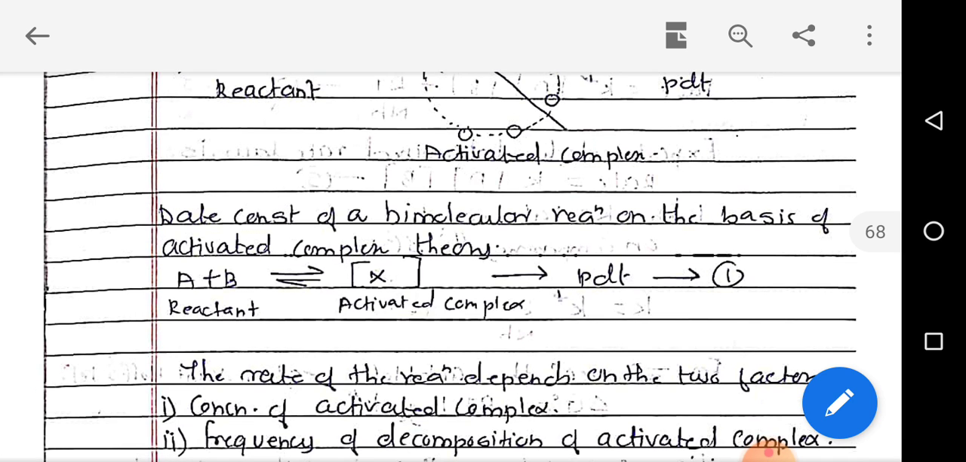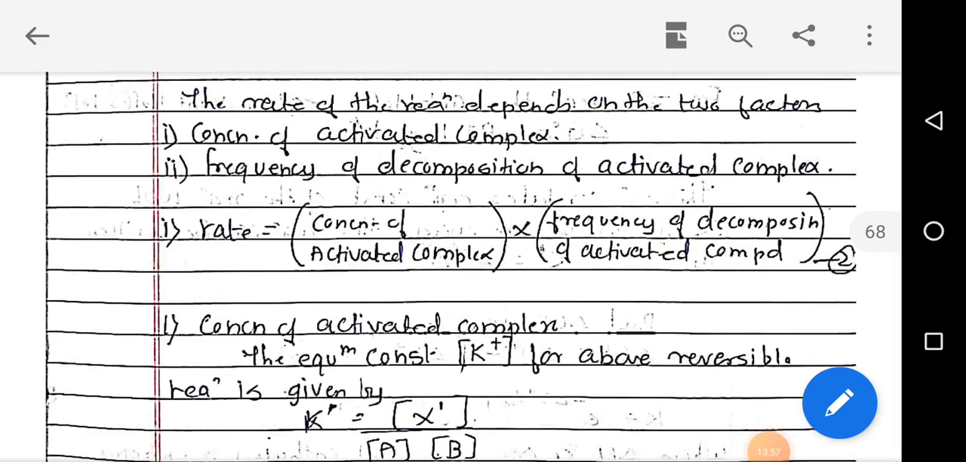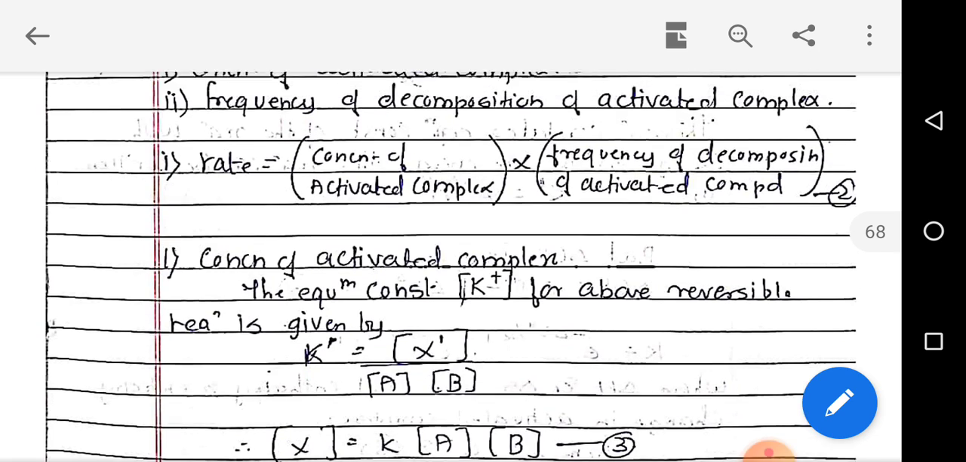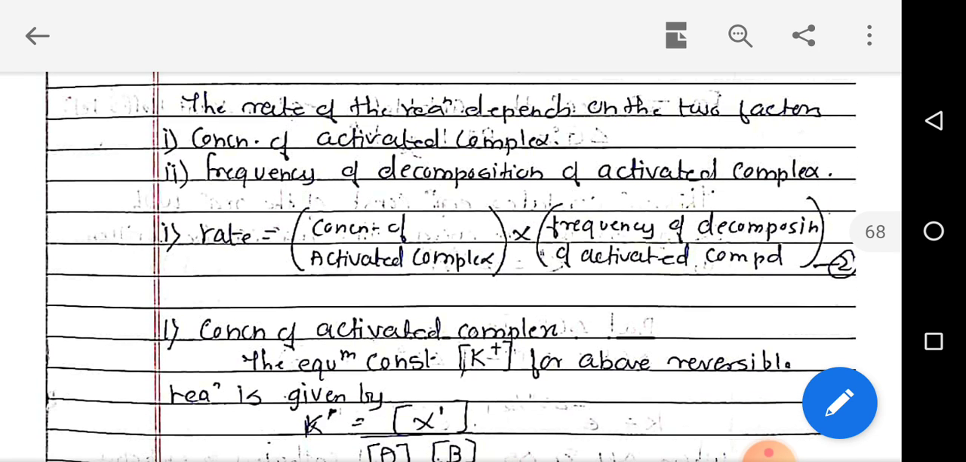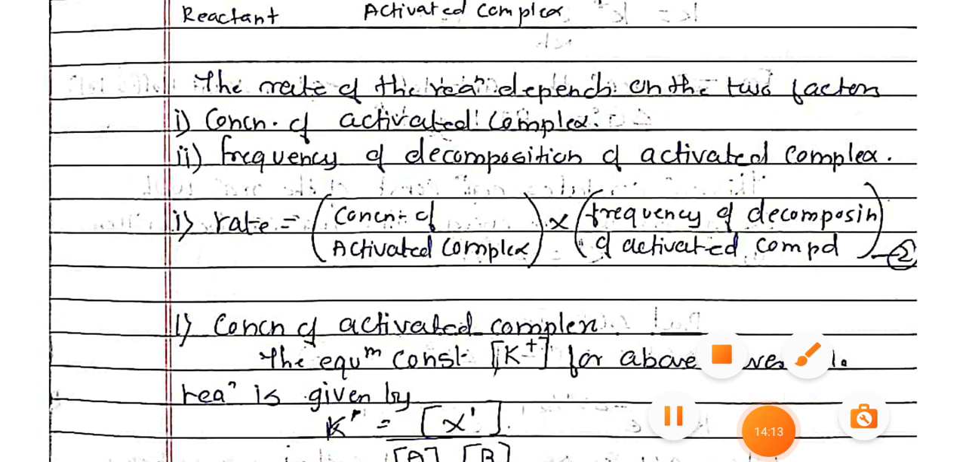Now the rate constant of bimolecular reactions on the basis of activated complex theory. The reactants A plus B form the activated complex X, and then the product. This is given as equation number 1. This equation is most important in deciding how the rate of the reaction takes place. We will discuss the remaining part of this so that we can understand the overall rate and how to find the rate of the reaction in the next lecture. Thank you very much.